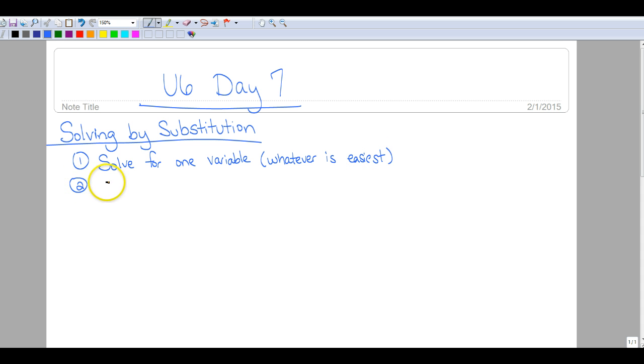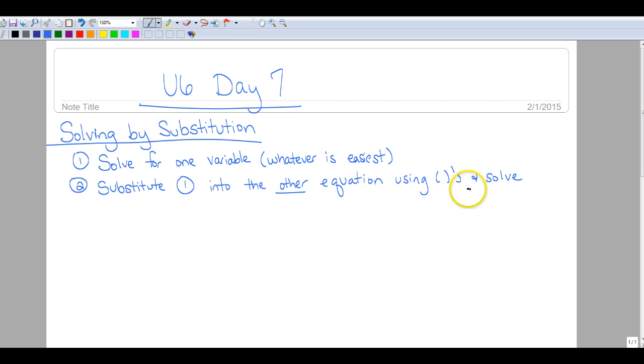Once you have solved for a y or x, whatever letter is easiest, you are going to substitute what you got from step number 1 into the other equation. And I know this isn't making any sense, but it will, I promise. Into the other equation that you haven't used yet, using parentheses. And solve. So you're going to solve for a variable, then you're going to substitute what you got from step 1 into the other equation using parentheses and solve.